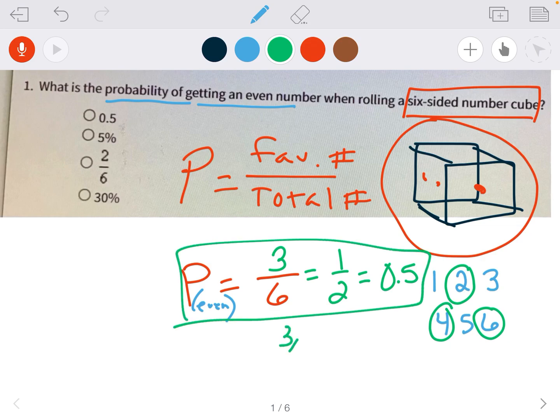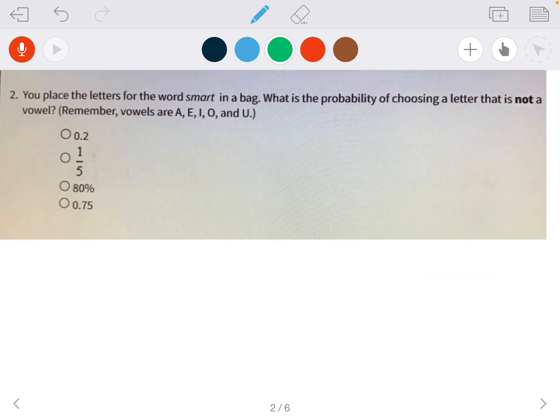So remember, you can put the 3 divided by 6 in the decimals calculator, and it will reduce it to the fraction as well as the decimal.